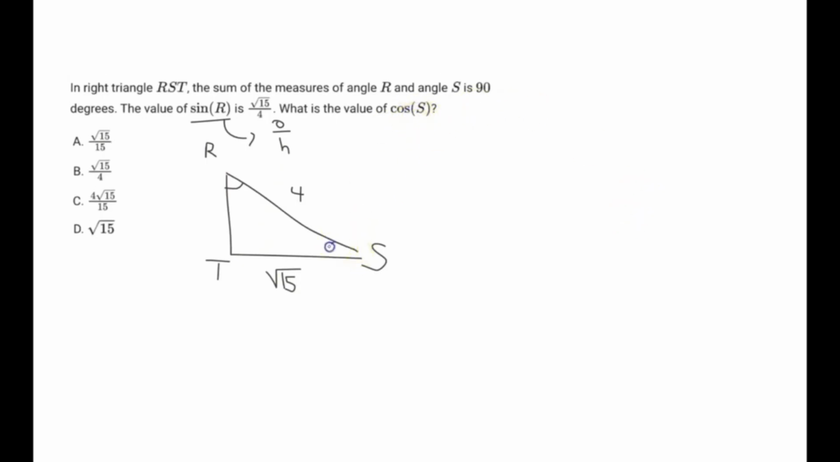So if you zoom in here on angle S, cosine is equivalent to adjacent over hypotenuse. So the adjacent value for angle S would just be square root 15. So in our answer, square root 15 should be on top. But what is the hypotenuse, right? Well, we don't even need to do any calculations because we already calculated the hypotenuse, which is 4. And so it's square root of 15 over 4. Our answer is B.